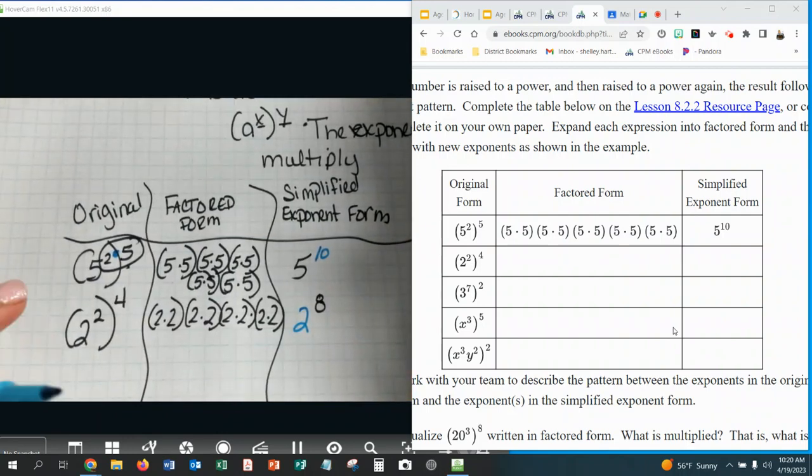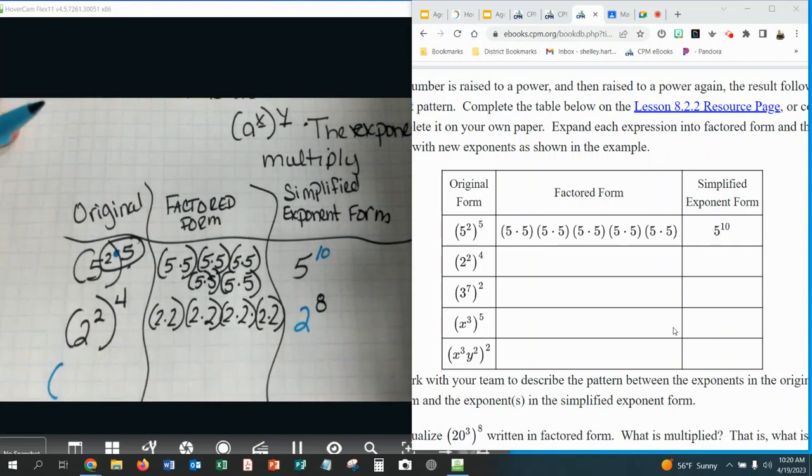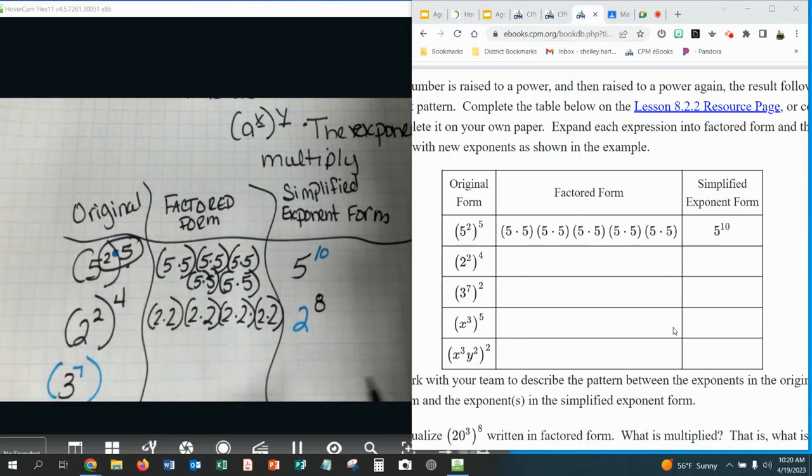Remember, this is once again the power rule. You have the parentheses. One power is on the inside and one is on the outside. You have 3 to the 7th power times 2. What are you going to get? Even without factoring it, what are we going to do here?